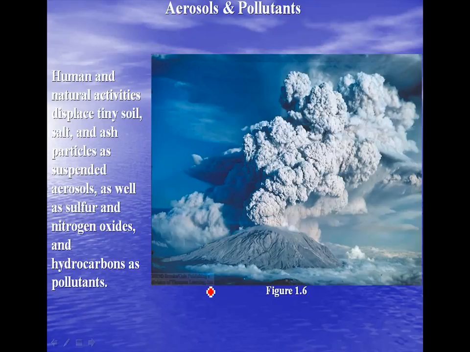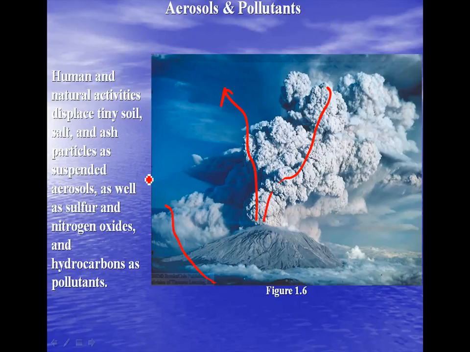Now I use that term loosely, but we need particles in the atmosphere to help precipitation form. And we'll learn about that a little bit later in the semester. But you're seeing a picture here of volcanic ash being shot up into the atmosphere. Those ash particles are basically places where precipitation can begin to form.